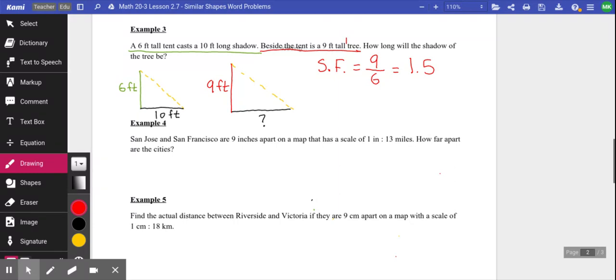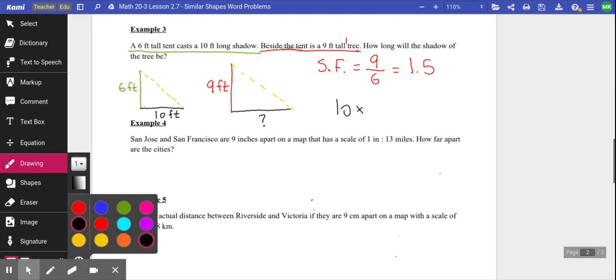So once you found the scale factor, you have to multiply the scale factor by whatever you have to get the bigger one. Right? You're spot on. Calculate scale factor, multiply by the little side to get the big side. So 10 times 1.5 equals 15 feet.